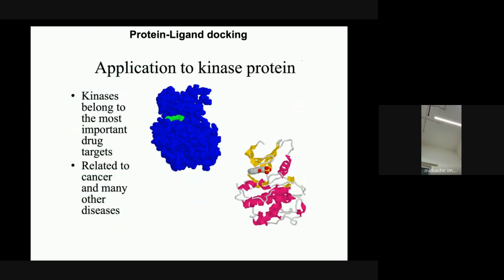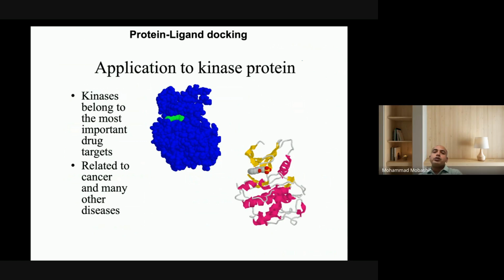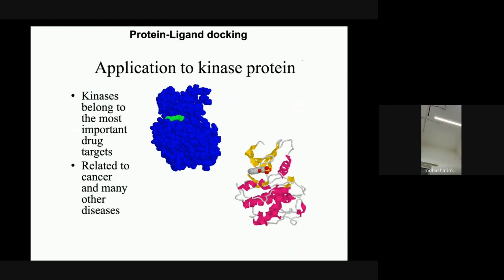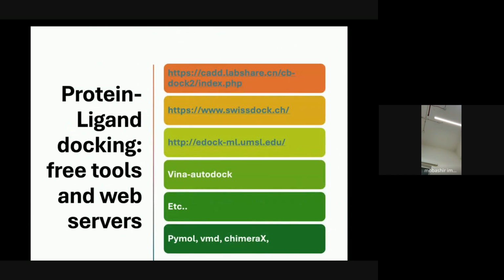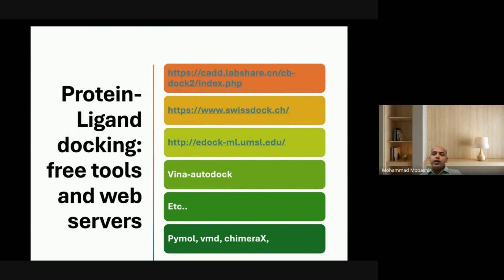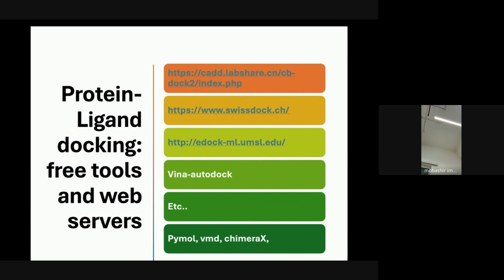Now, we have applied our software-developed docking tool to a kinase protein and a small molecule or ligand. Kinases normally belong to the most common drug targets and they are related to cancers and many other human diseases. There are some useful links for protein-ligand docking and these are freely available. For example, CB-Dock2, SwissDock, then eDock, Vina, AutoDock, etc. PyMOL, VMD, ChimeraX are the most common visualization tools.